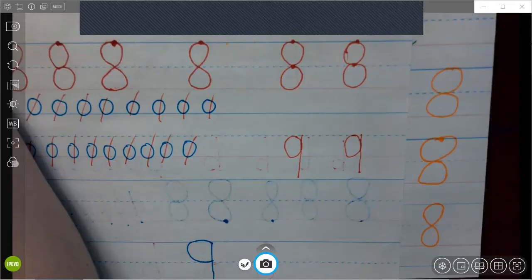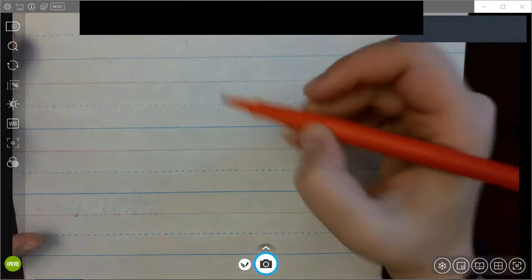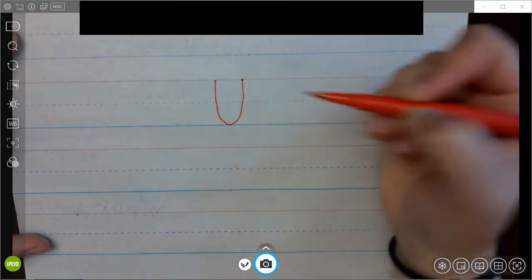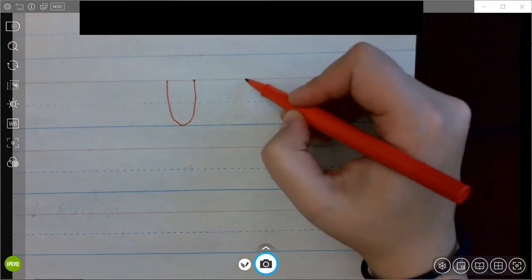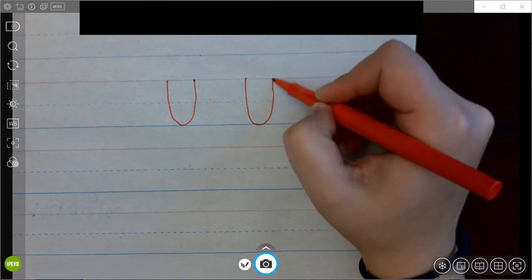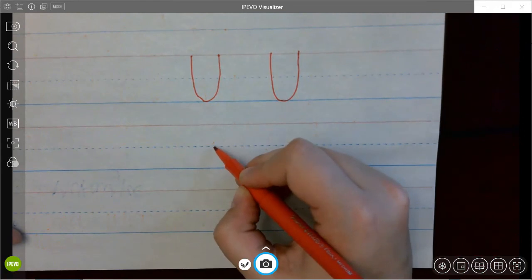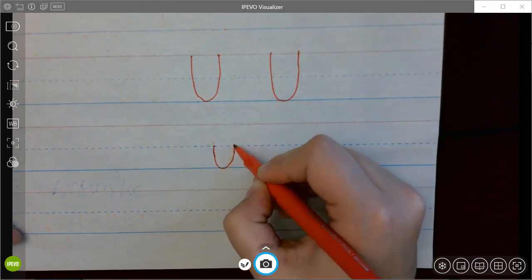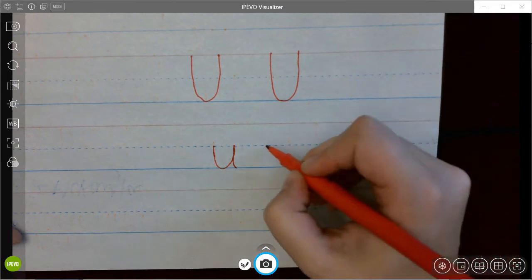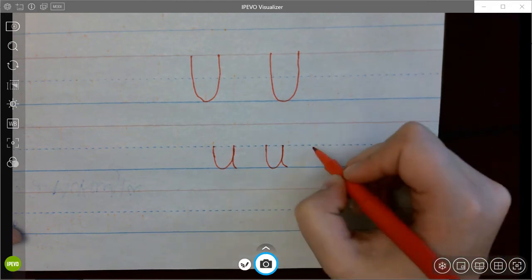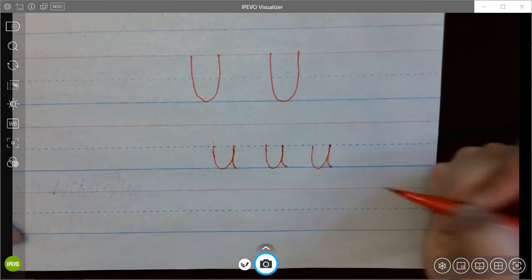I'm going to share my screen so I can show you how to write the uppercase U. All right, the uppercase U. So I'm going to start on the red line. I'm going to swoop down and back up. Swoop down and back up. And then for the lowercase u, I'm going to start underneath the dotted line. You're going to swoop up and then put a kickstand. Swoop up and put a kickstand. That looks like an upside down lowercase n.